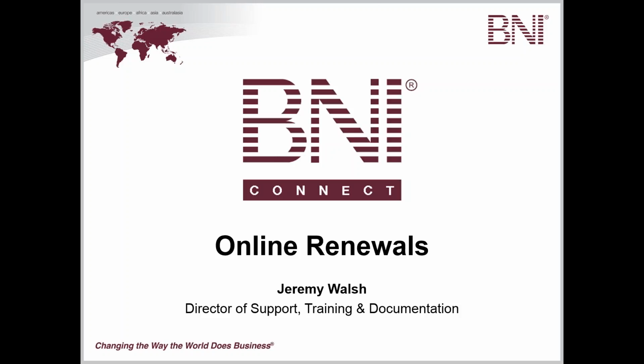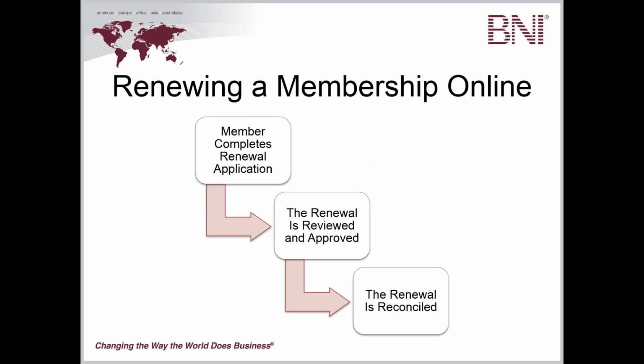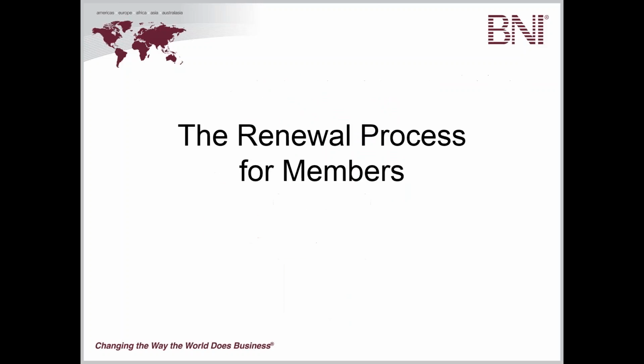So the first part of this process, really, let's take a look at this whole thing from a member perspective. So this is the overview that I've already gone over. The member completes an application. It's then reviewed and approved, and finally the regional office goes in and reconciles that. But let's look at this. How does this work for a member?